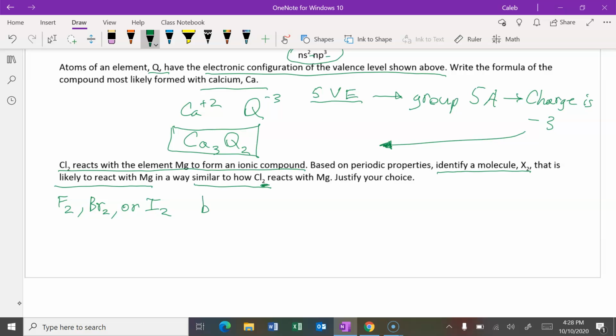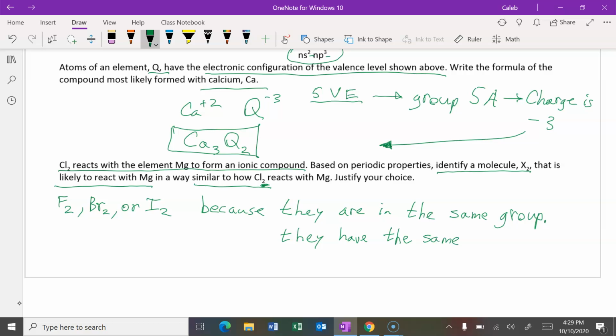And the explanation, because they are in the same group on the periodic table. You could also say they have the same number of valence electrons. That's an alternate way of saying it. And as a result, they would have similar properties.